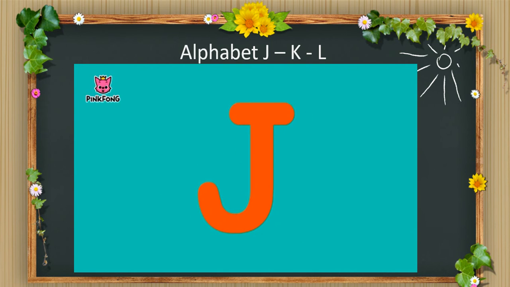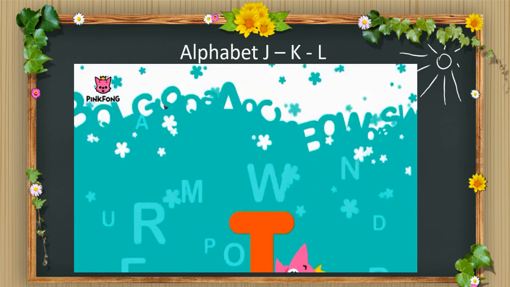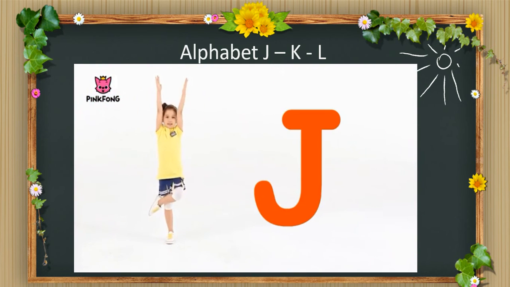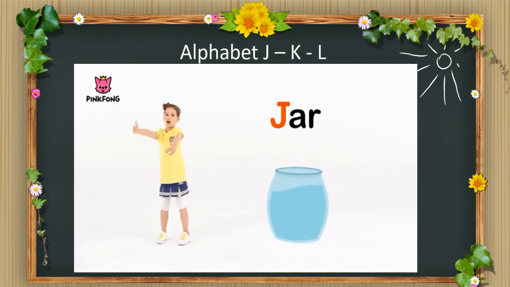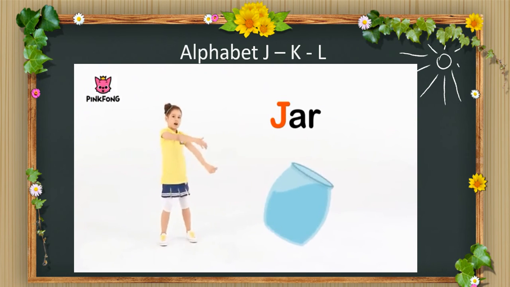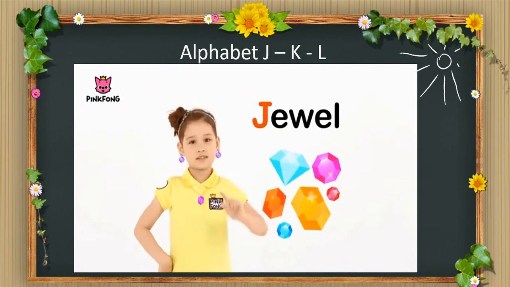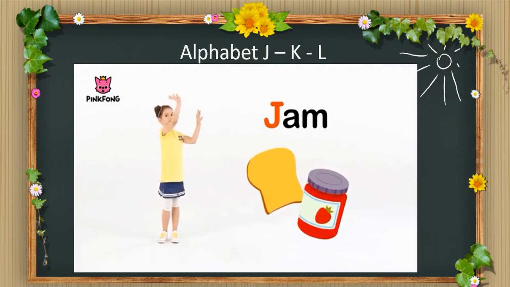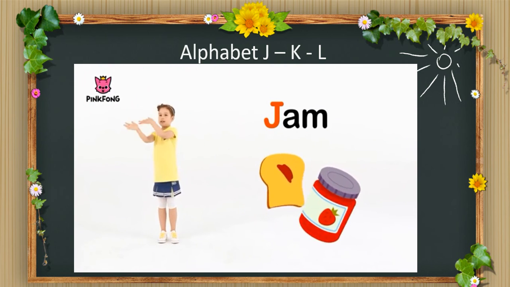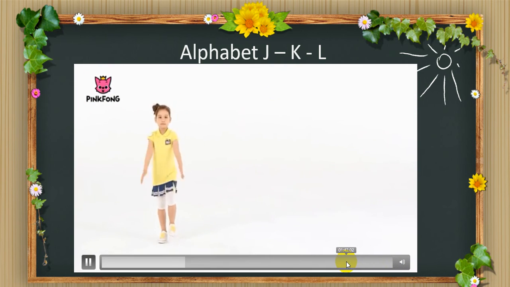Alphabet J. Let's go! J, J, J. J, J, jar. J, J, jewel. J, J, jam. J.